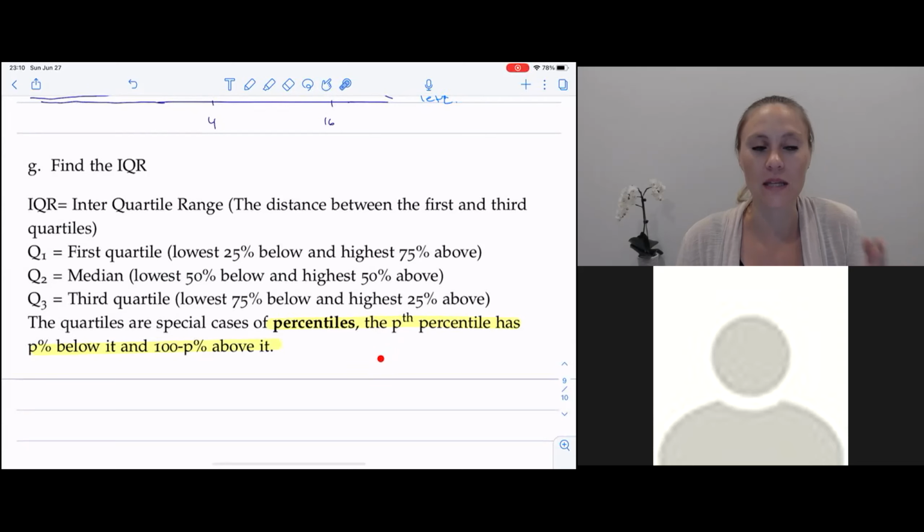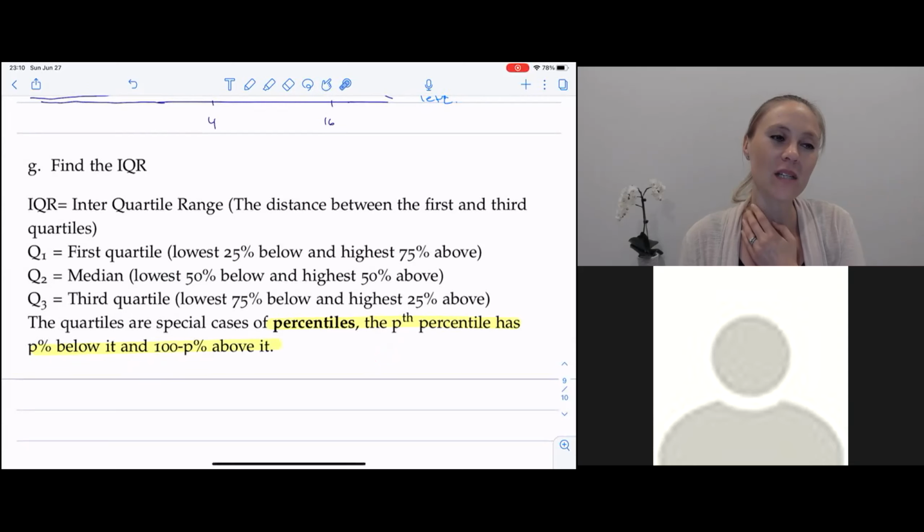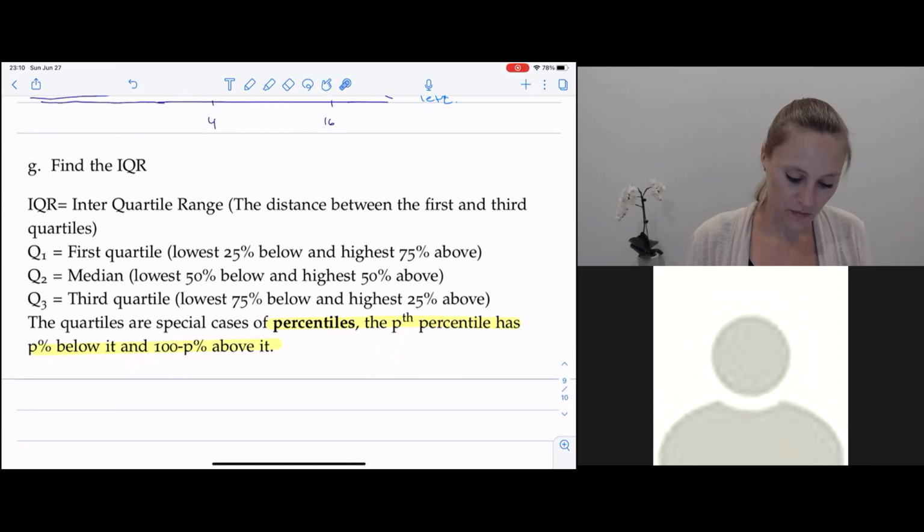What does that mean? The 90th percentile means that you have 90% below it and 10% above it. And so it's really just a way of saying that you're in the top 10%. So remember that about the percentiles. But Q1 and Q3 are the most common percentiles that we're going to talk about.